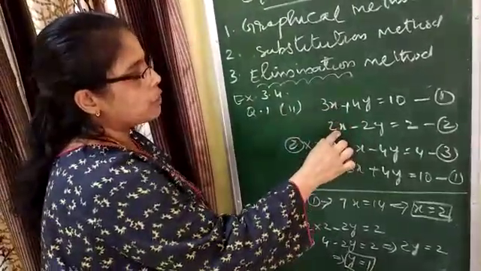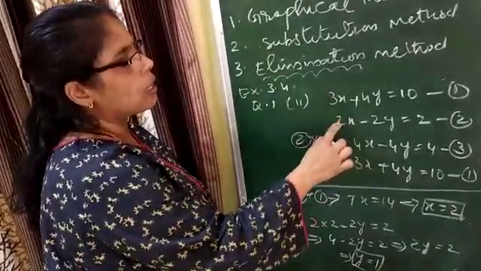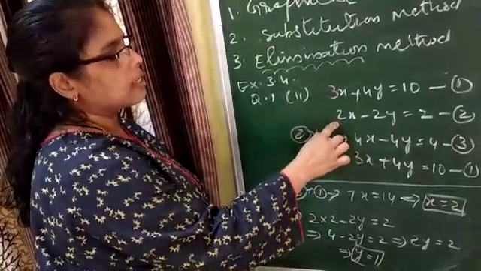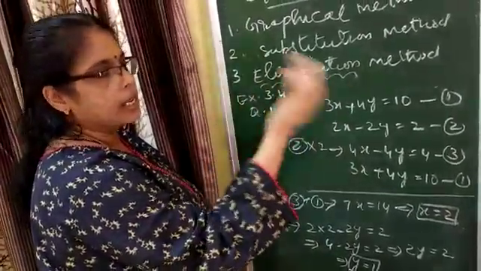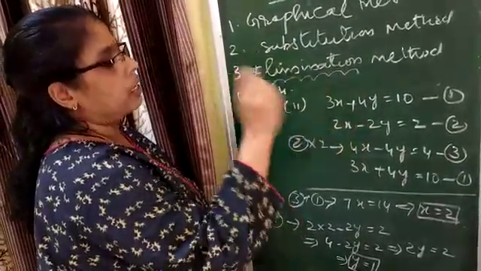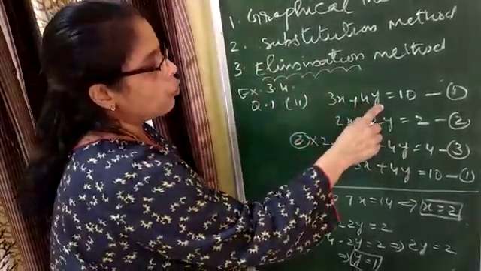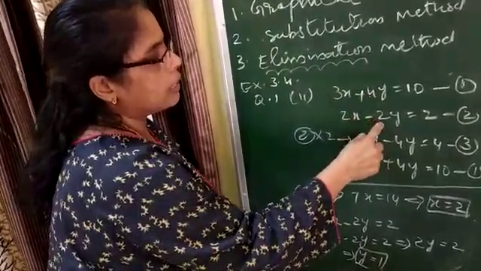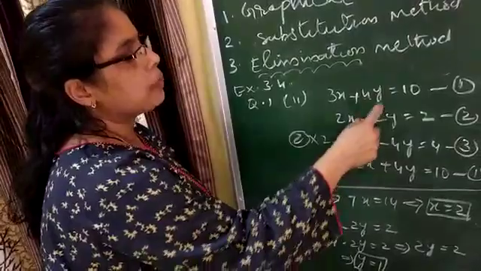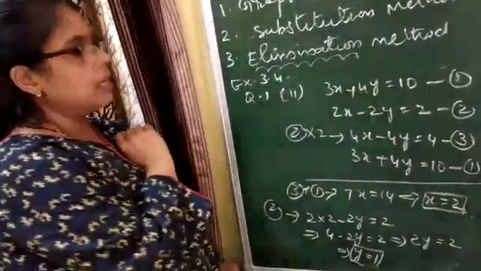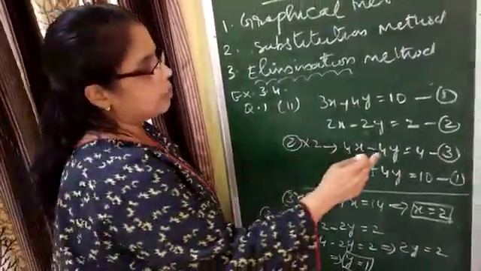Here see the coefficients of x, that is 3 and 2, both are prime numbers. In such cases, it is better to avoid it if you are not getting any other way. For example, here the coefficient of y is 4 here and minus 2 here, and 4 is a multiple of 2. In such cases, it is better to eliminate such a variable. Here I am eliminating the variable y.